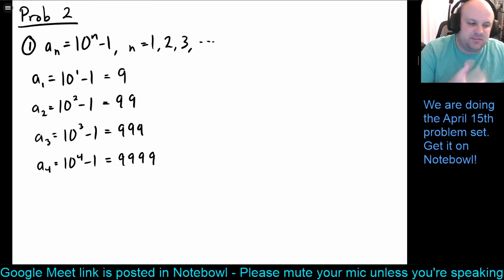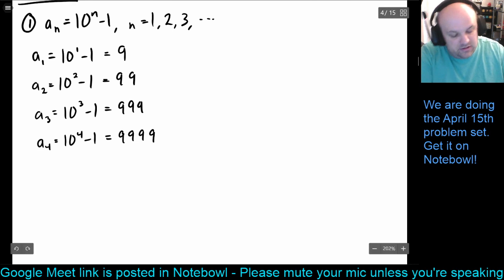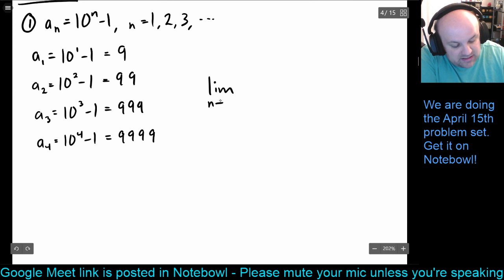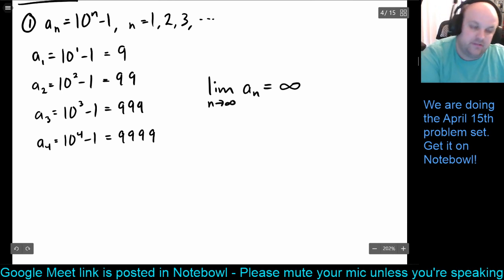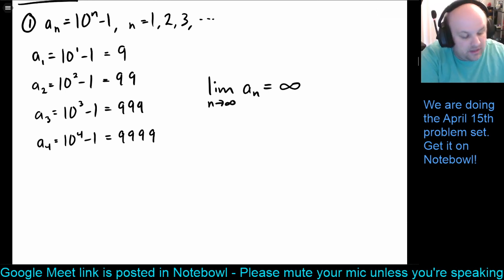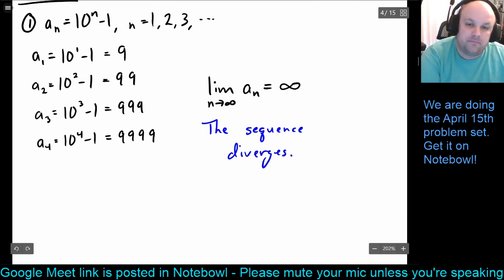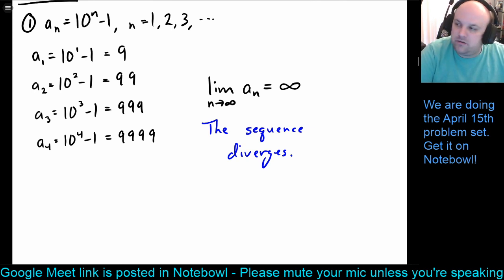So this thing just keeps getting larger and larger, right? The magnitude of this just keeps getting larger and larger. So observing this pattern here, we can pretty confidently say that this limit is going to be infinity. In other words, the sequence diverges. Any questions about that?